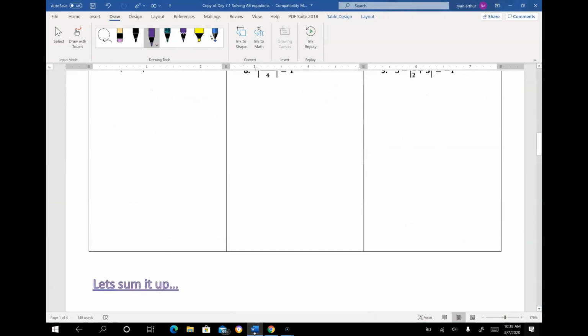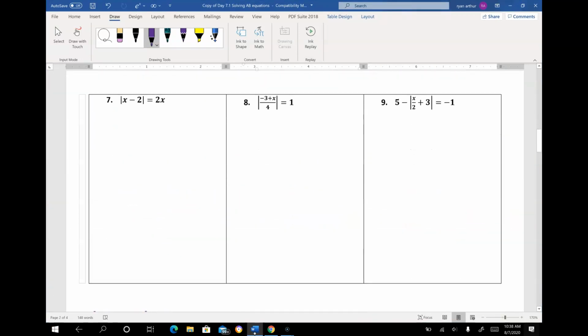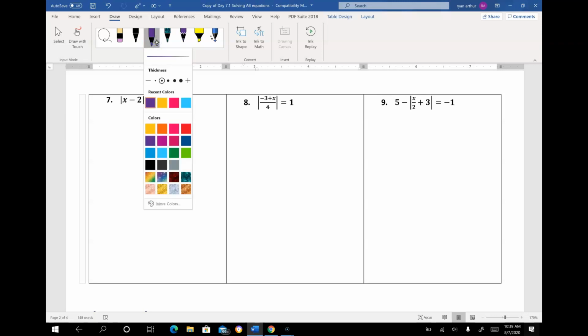All right, so 3 more. Now, number 7 is kind of a brain teaser, I feel like. But I tell my kids that as long as you have your steps and you know your rules, don't let something that's different throw you for a loop. So we're going to follow those steps no matter what, okay? So, is number 7 isolated? Yes, it is isolated. So we're good on that one, okay?